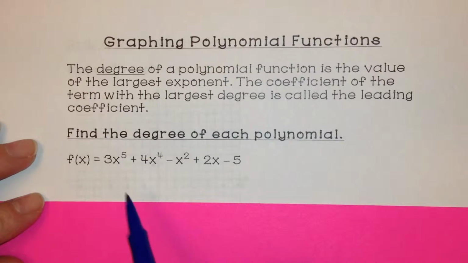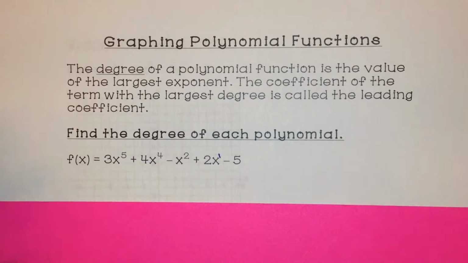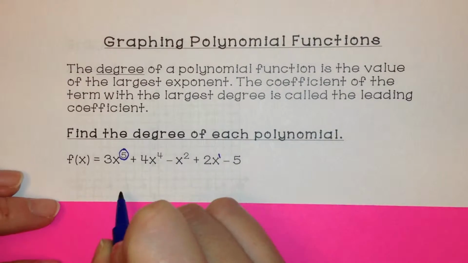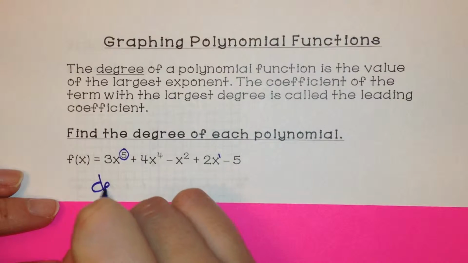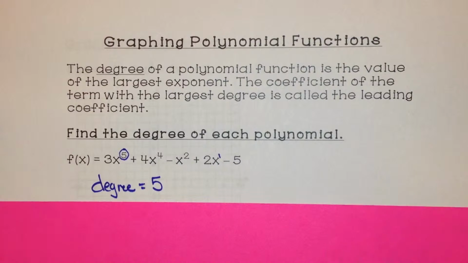So we have to look at all the exponents. We have a 5, a 4, a 2, and remember this would be 1 because x is technically to the power of 1. So we just need to find which one has the largest exponent. Well, it's this first one here that has 5 as the exponent. So we know the degree of this polynomial is 5 because we just find the largest exponent and that's the degree.